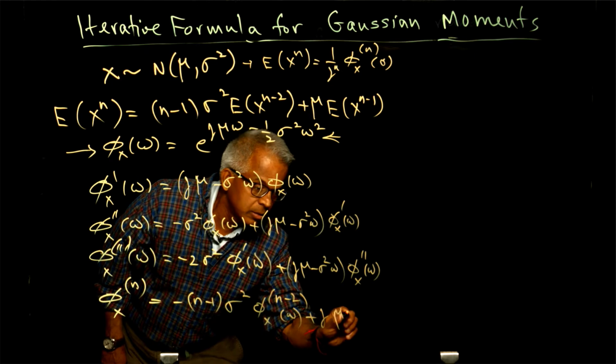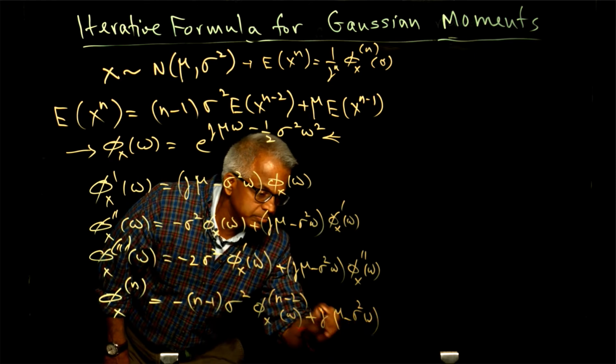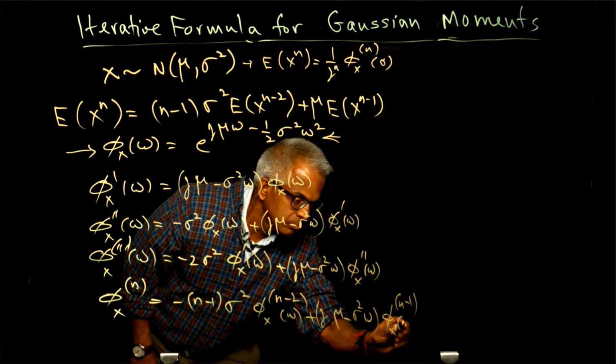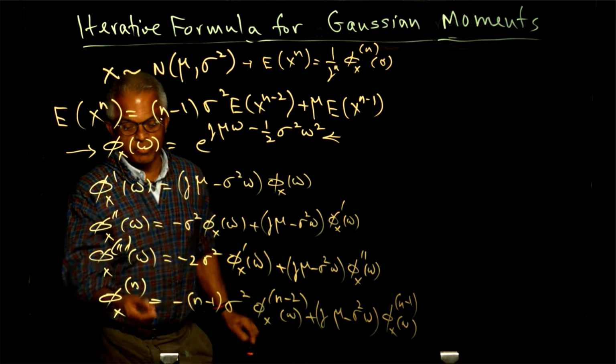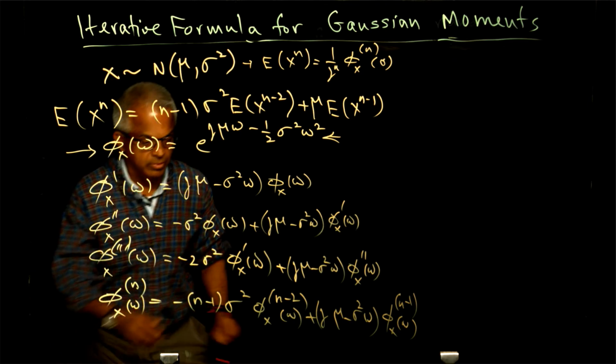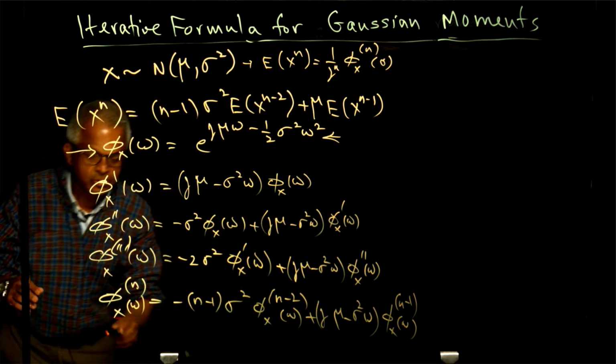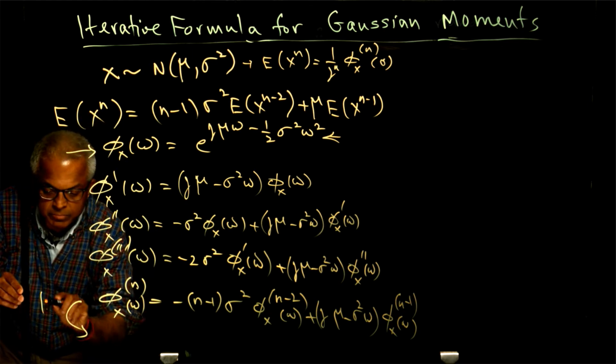Plus j mu minus sigma squared omega multiplied by the n minus 1 derivative. Notice that the nth derivative depends on the n minus 2 and n minus 1 derivatives. So the question is, is this true? The proof is by induction.